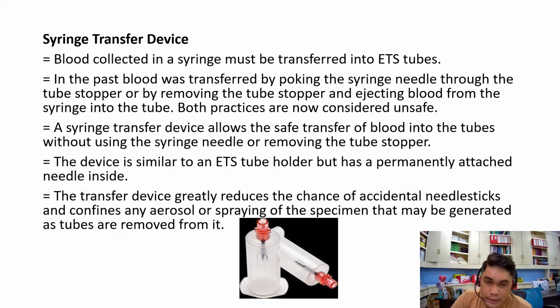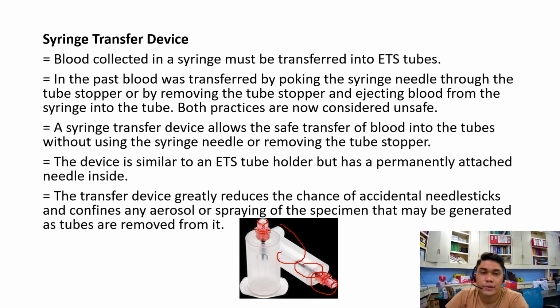So this is the syringe transfer device. It's like an adapter, but it has a one-way needle, not a two-way needle. So you have a needle inside this one. This is the needle, and the purpose of this part is to connect this one with the syringe. And in this area, this is your tube holder, or ETS holder, or evacuated tube holder. So that's the setup. You have your ETS tube, then you have your syringe transfer device and the syringe. So you can avoid needle stick injury or exposure to blood by using this device.